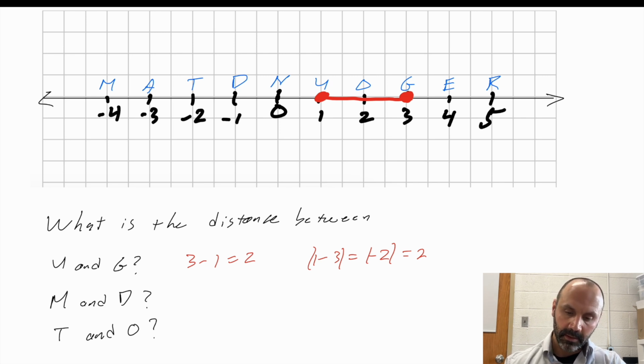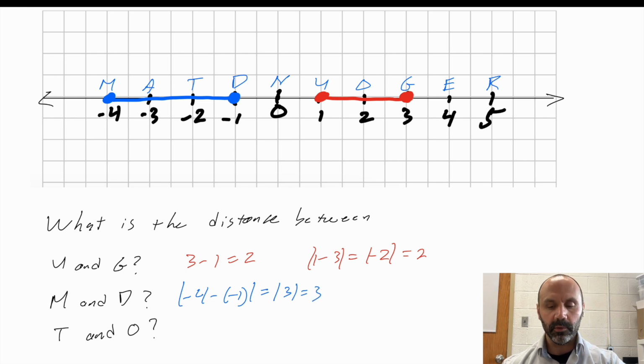Okay, and then how about the difference between M and D? So here's M and here's D. Okay, so that's -4 minus -1. And so that's going to be -4 plus 1. So if we take the absolute value, then we get 3. And that makes sense. You can see it from looking at it. But we're looking to see what it is that we're doing arithmetically, algebraically to get that answer, because we might not be able to count it at some point.